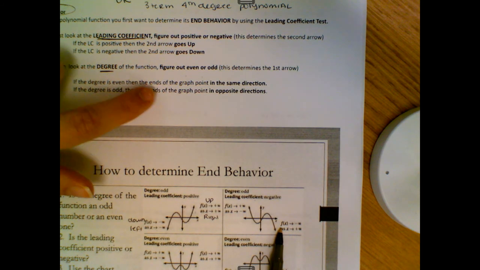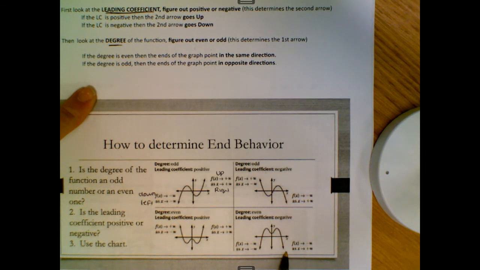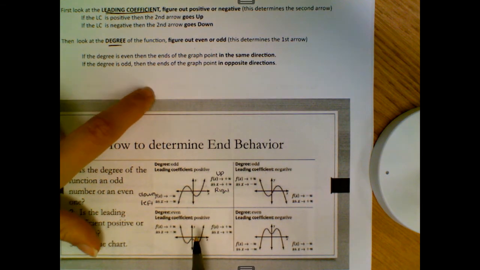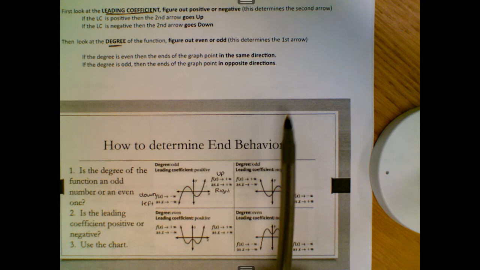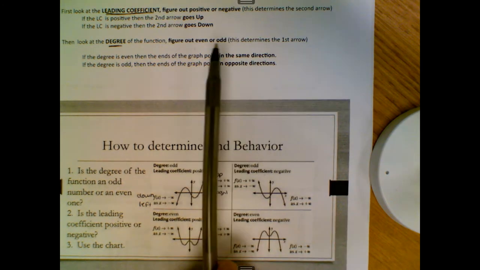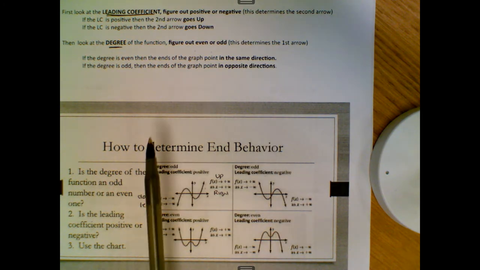Then to figure out what the first arrow does, if the degree is even, both of the arrows go in the same direction. So in this case, even, both of the arrows are going in the same direction. If it's odd, both of the arrows go in opposite directions. So if this was down, then this goes up. So all of your information is right here. Right now, your information seems a little weird and you're not really understanding it. So we have to actually do examples to understand this.